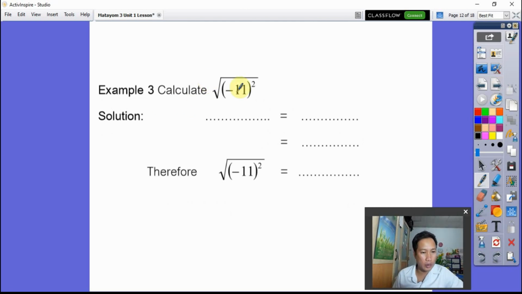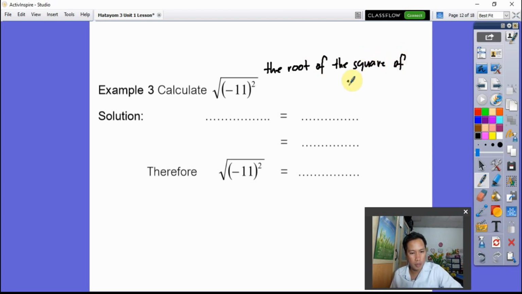Now, on your notes, calculate the root of the square of negative 11. Let me write that one so you will know how to read this. This is the root of the square of negative 11. Now everything here will become positive 121. It should be neutralized.